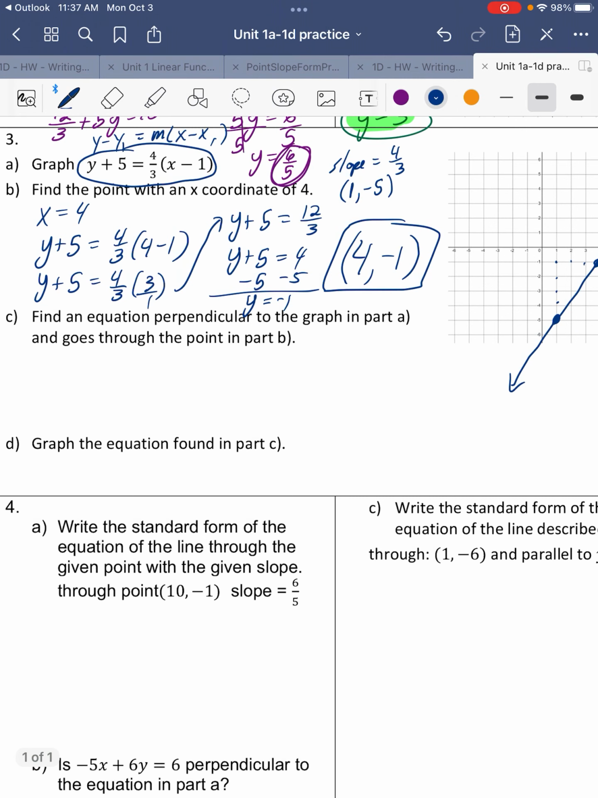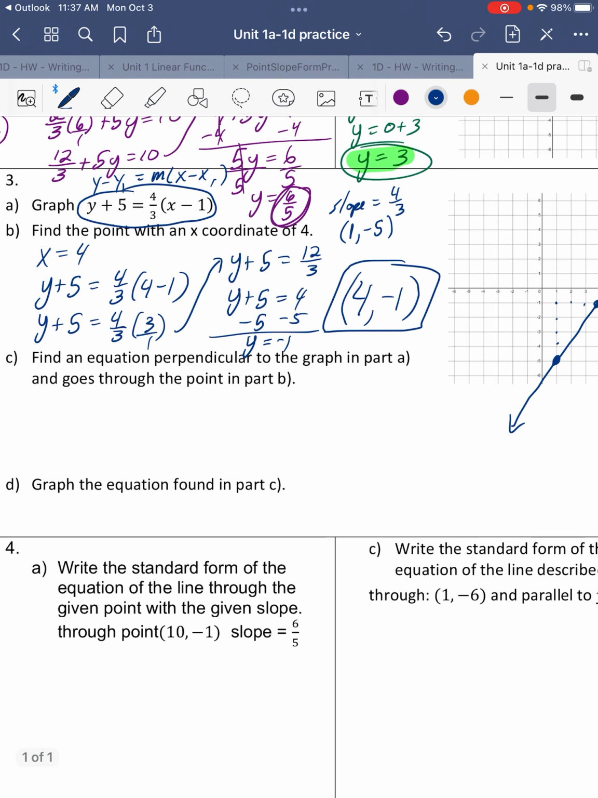Find the equation perpendicular to the graph in part A that goes through the point in part B. So the slope in part A is 4/3.